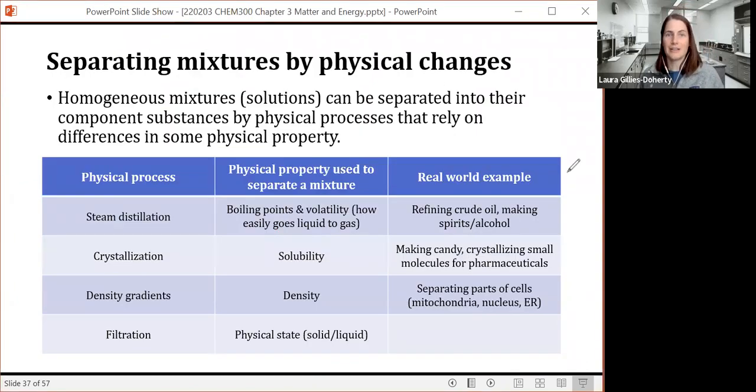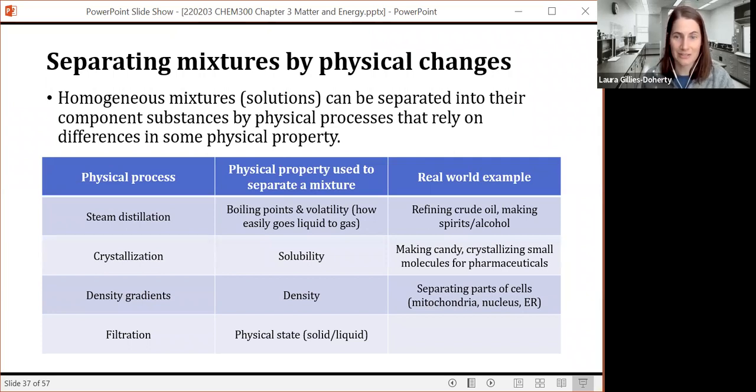It's very, very common to separate mixtures by physical changes, to use physical changes as a method to, say, purify or separate out a mixture. So your textbook talks about this just a little bit towards the end of this section. But it's something we use all the time, especially commercially, to make a lot of the products that you may be familiar with. So a homogeneous mixture, a solution, can be separated into its component substances using physical processes that rely on some physical property.